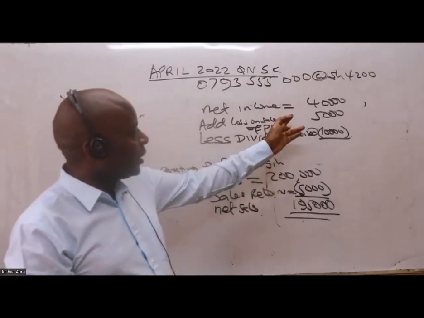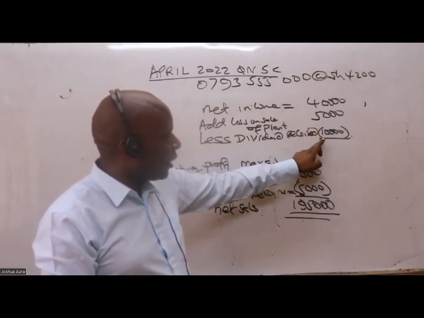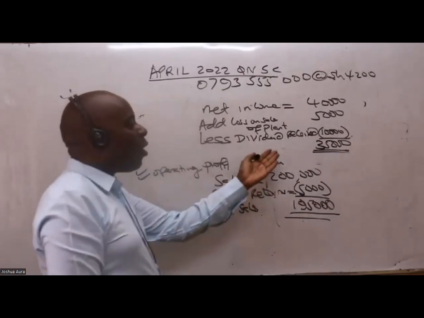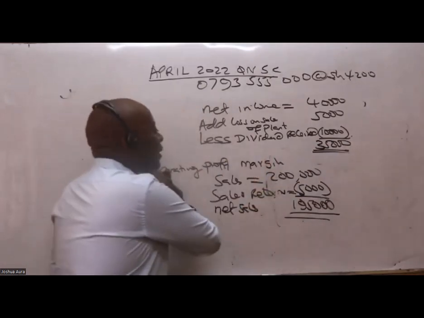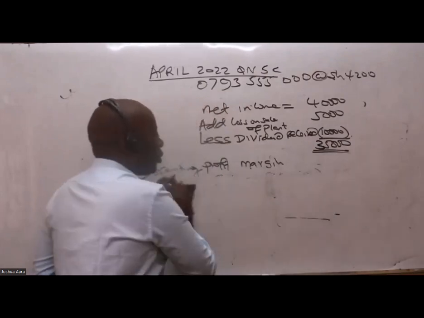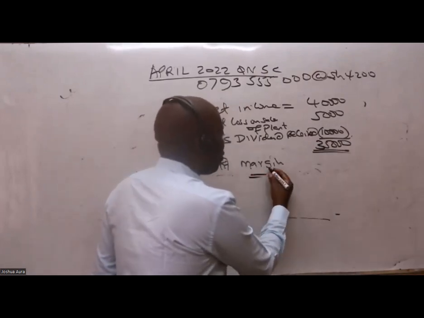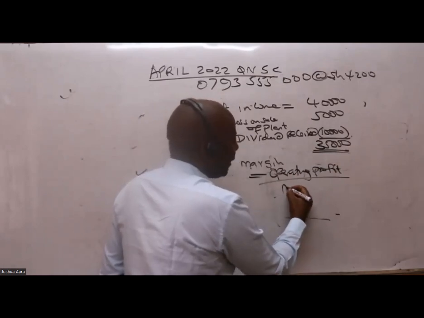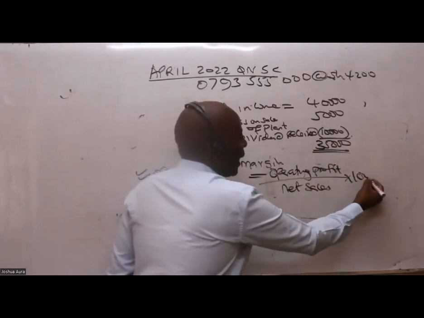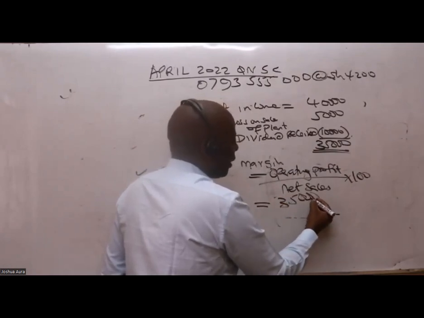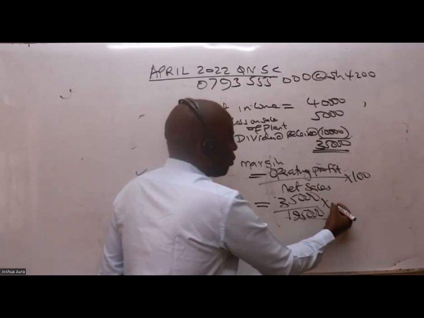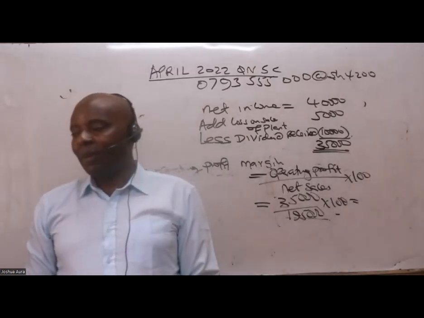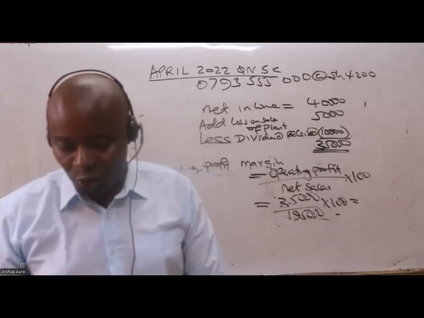So is there somebody who can give me this? This will be 40 plus 5, 45,000 minus 10,000. So I'm getting 35,000 here, 35,000 there. Once you give me this, then I will be able to give you the operating profit margin. Remember, we have just said that operating profit margin equals the operating profit all over the net sales times 100. So the operating profit here will be 35,000 all over the net sales of 195,000 times 100. Could you kindly give me this figure in the form of a percentage? Then I'll be able to advise you further on what you're supposed to do.